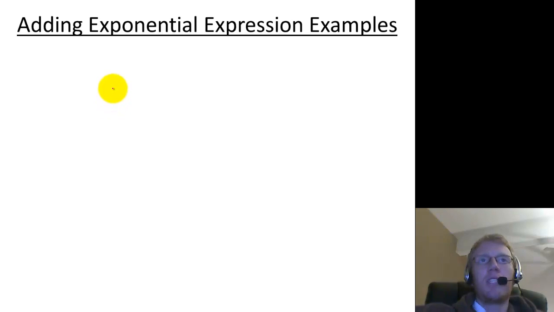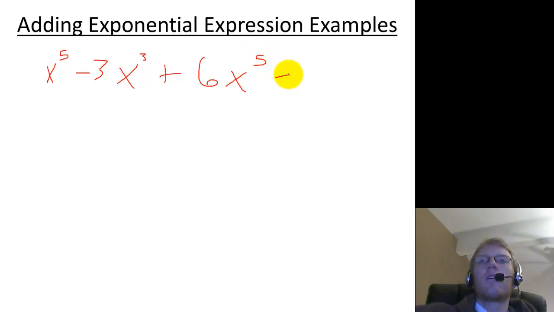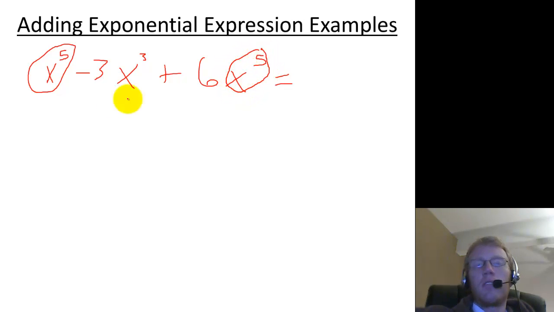Okay, let's do a couple more examples of adding exponential expressions. Let's do x to the fifth minus 3x to the third plus 6x to the fifth. Okay, so now I've got here x to the fifth and here x to the fifth. So those two match up, but here I've got x to the third. X to the third is different than x to the fifth because the exponent does not match up. So I cannot combine this one with either of these two, but I could combine these two with each other. So here I have 1x to the fifth, and here I have 6x to the fifth. So that's a total of 7x to the fifth minus 3x cubed.